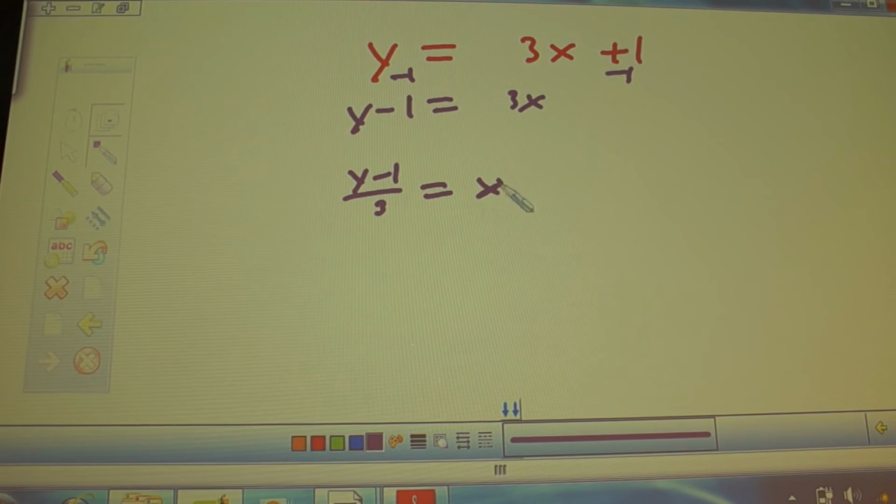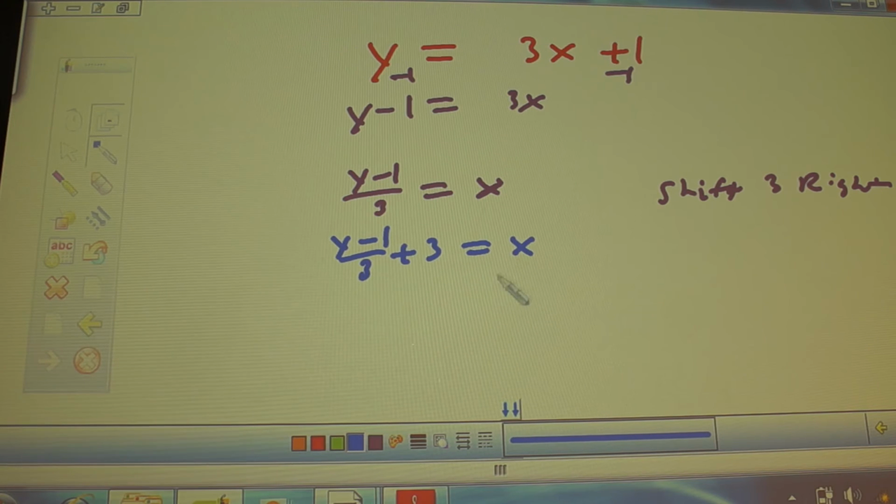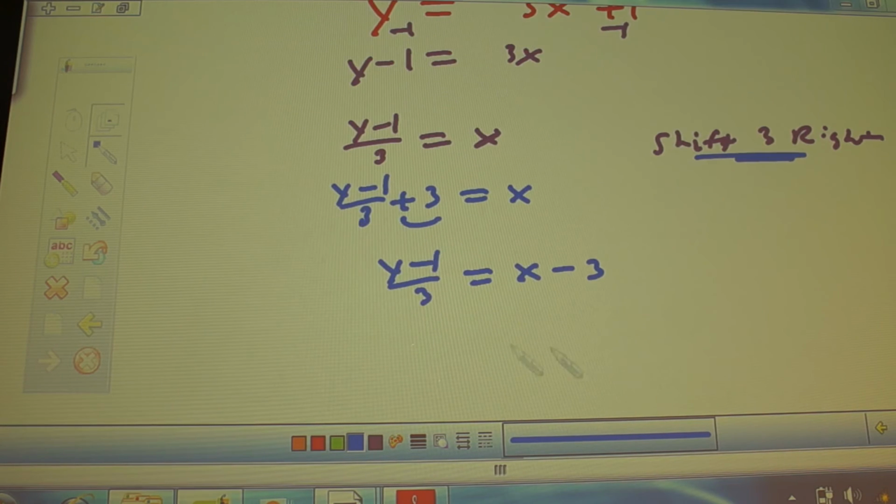And then, if I want to shift 3 right, then you would add 3 to both sides, right? Y minus 1 over 3 plus 3 equals x. But now when you solve back for y, this plus 3 becomes minus 3. So that x becomes x minus 3 because you're adding it to the other side. So then I end up with y minus 1 over 3 equals x minus 3, even though you're shifting right. And then we're going to do stuff to it. I'm going to multiply it by 3.